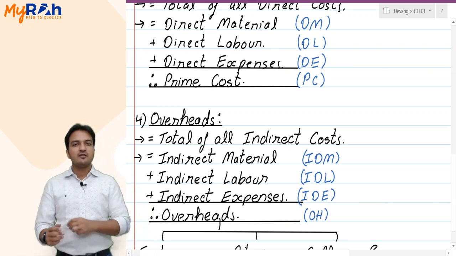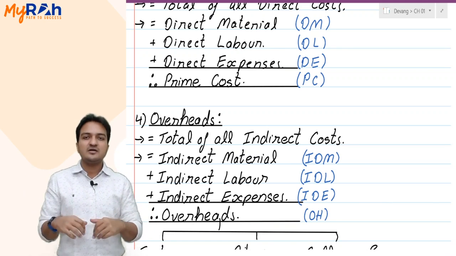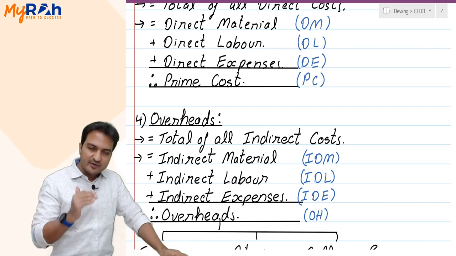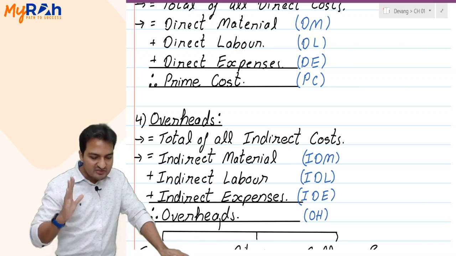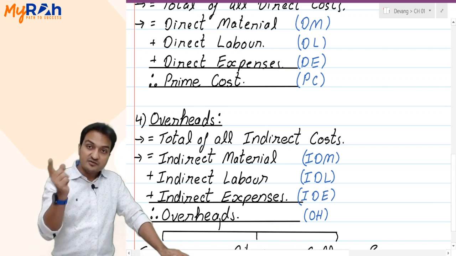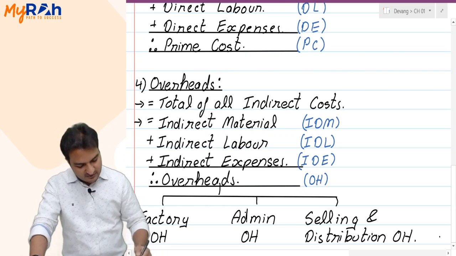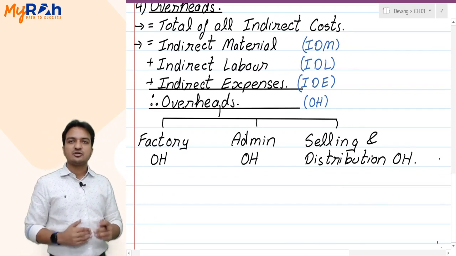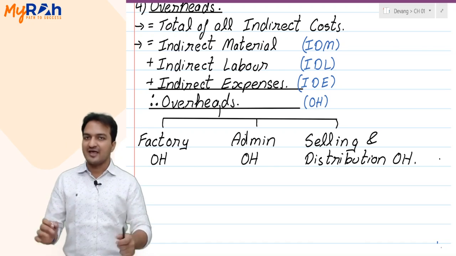Now overheads is a very important part of your subject. In fact, you had noticed that you had a separate chapter entirely dedicated to overheads. Now why do you have an entirely separate chapter only for overheads? Well, I'll tell you that when I start the overheads chapter. As of now, you just need to know that overheads means all items of indirect cost. These overheads can be further classified as factory overheads, admin overheads, selling and distribution overheads. Now, this classification of overheads is basically based on where that overhead is incurred.